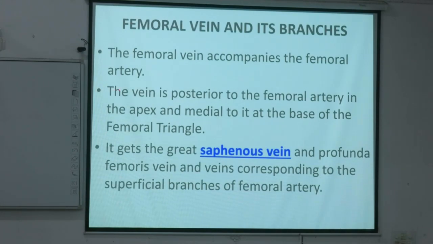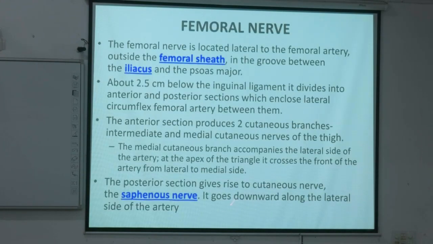Femoral vein accompanies the femoral artery, and the vein is posterior to the femoral artery near the apex and medial to it at the base of the femoral triangle. And it gets the great saphenous vein and profunda femoris vein corresponding to the superficial branches of the femoral artery. Okay, all these veins are tributaries. Now we go to the femoral nerve.